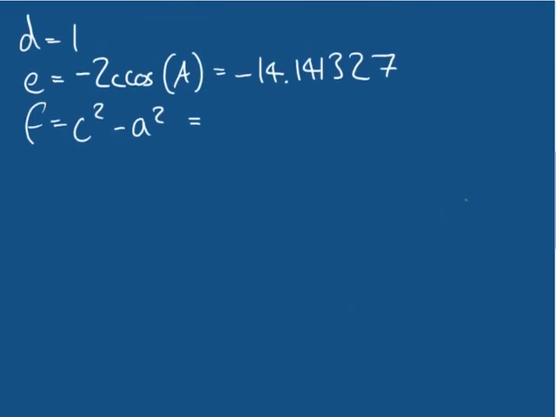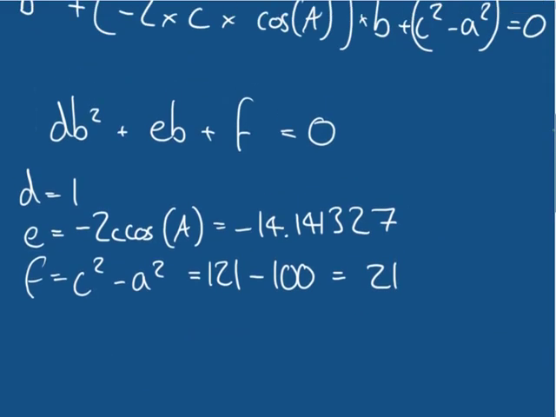So I'm going to bring up a calculator. Actually, we don't even need to use a calculator for that. What am I saying? 11 squared is 121. 10 squared is 100. That means it's equal to 21. So we have our value of D, we have our value of E, and we have our value of F. But why is this useful to us?